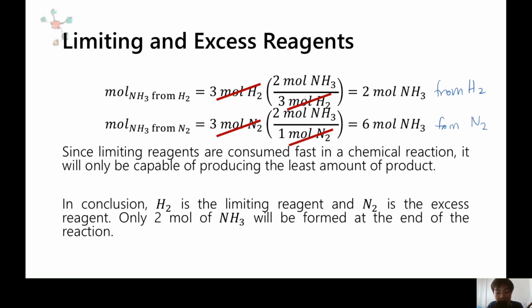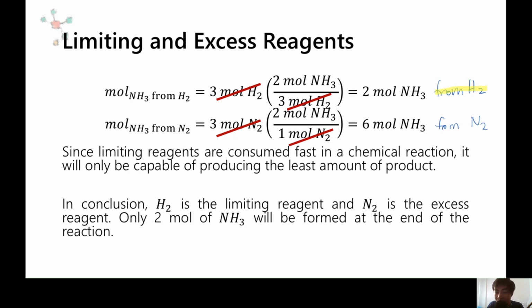In which, for this case, is H2. Okay? So, si H2, siya yung pinaka-onte yung product na na-produce. Can it produce more? Hindi na. Bakit? Ubos na siya. No? So, hindi na siya pwede mag-produce ng more than 2 moles of ammonia.